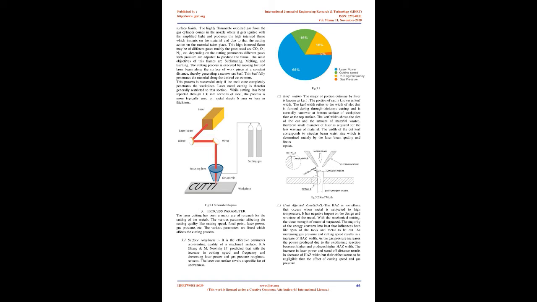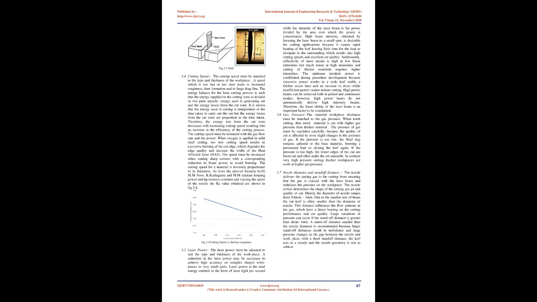The width of the cut kerf corresponds to the circular beam waist size, which is determined mainly by the laser beam quality and focus optics. 3.3 Heat affected zone, HAZ. The HAZ is something that occurs when metal is subjected to high temperature. It has a negative impact on the design and structure of the metal. With mechanical cutting, the shear strength of the material is surpassed. The majority of the energy converts into heat that influences both the lifespan of the tools and the metal to be cut.